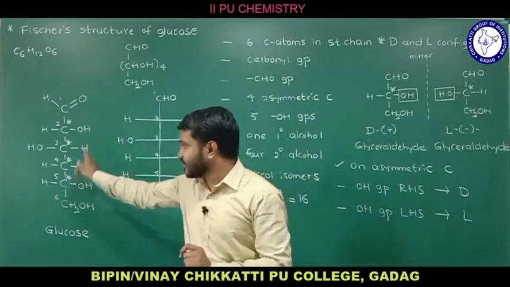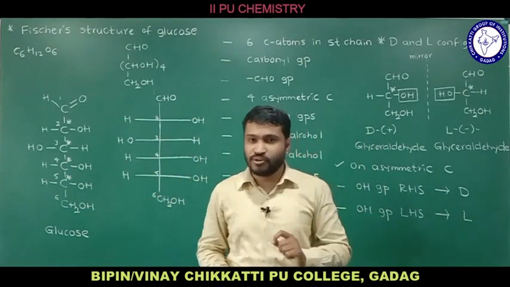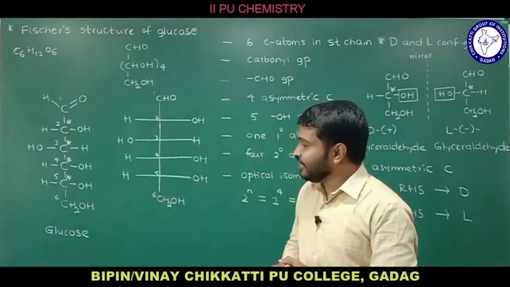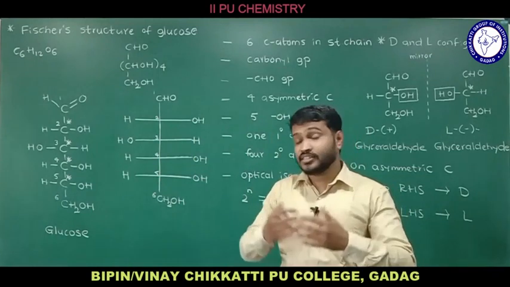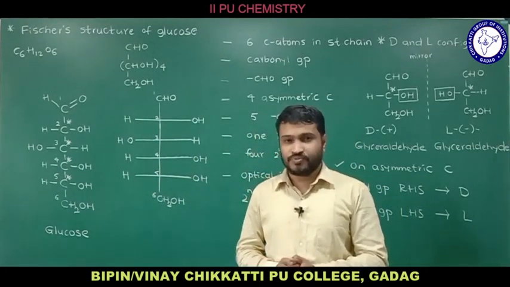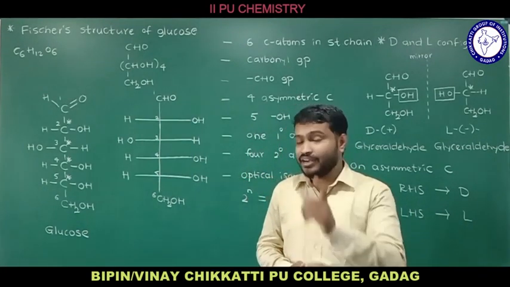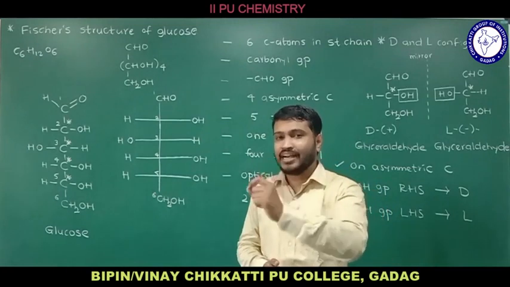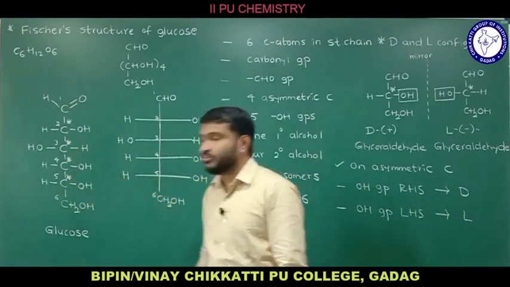Now we know the structure of glucose. We know the open chain structure or Fischer structure of glucose, and now my question is this: the name I have written is glucose, and you need to check whether this is D-glucose or L-glucose. The first step I told you, you need to identify the asymmetric carbon. We know that these four are the asymmetric carbons.